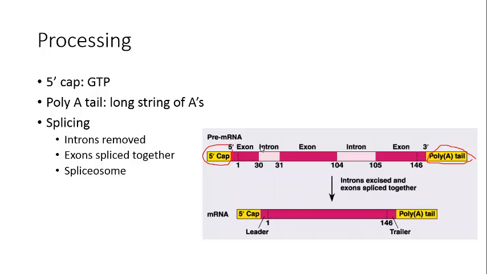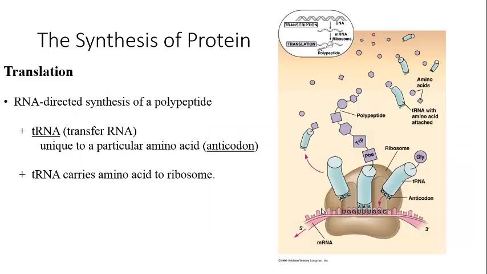Spliceosomes are going to come in. They're going to cut out the introns. Introns are non-coding, and splice together the exons. The exons are coding. Once the messenger RNA has been processed, it can leave the nucleus. It could go to the ribosome.